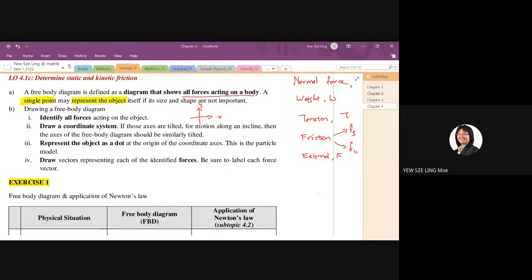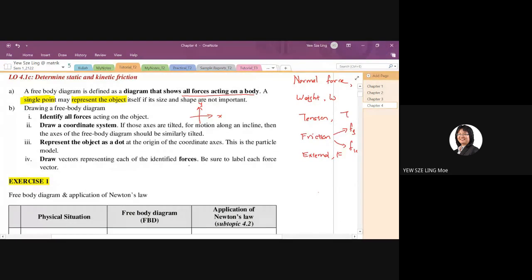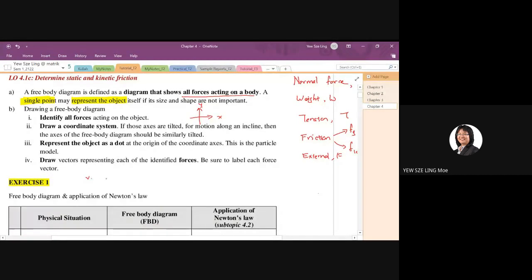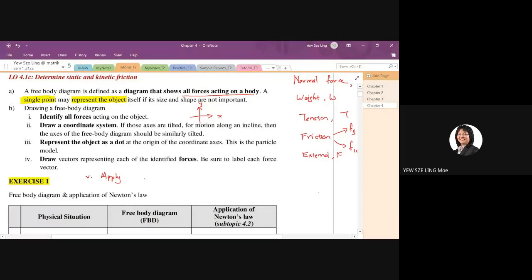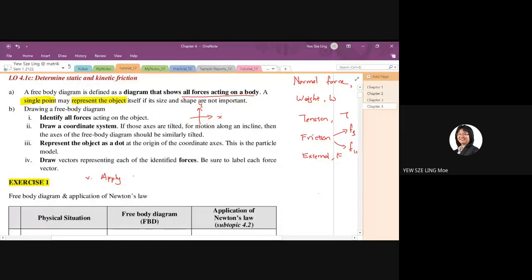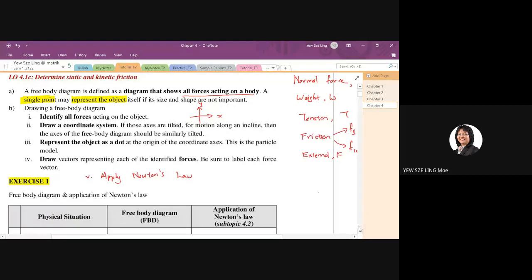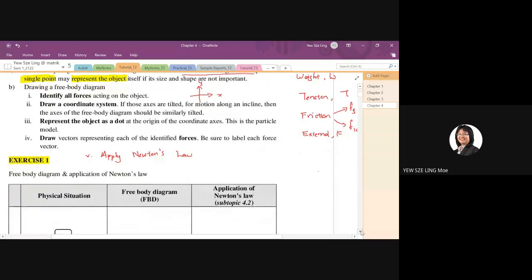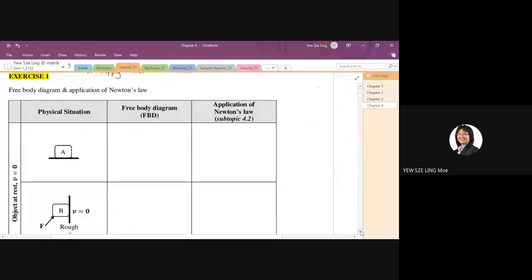And then usually I will add one more step, which is step number 5. So what is step number 5? Step number 5 is you calculate, you solve the questions. You apply Newton's law and solve the questions. Whenever it comes to these Newton's law questions, I will always encourage you to sketch a free body diagram, even though the question didn't ask for it.